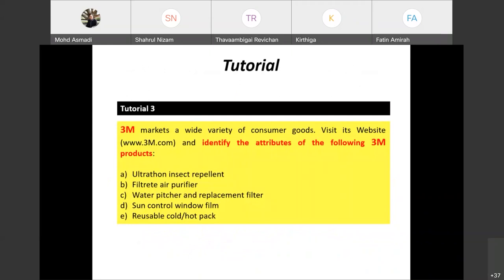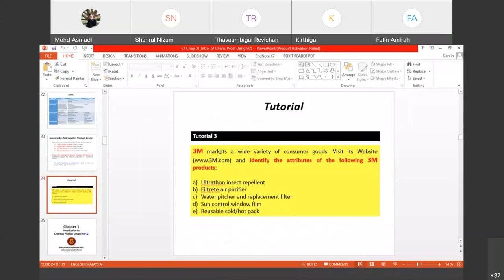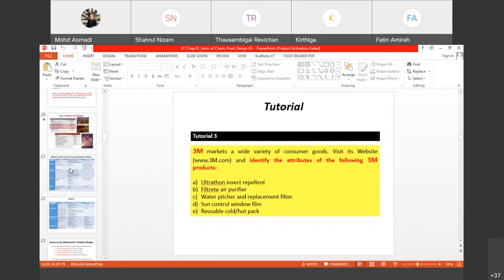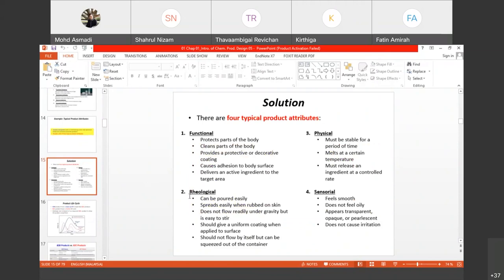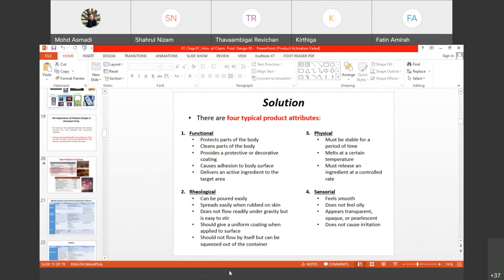So we have a tutorial here. I'll give you the Jamboard. Can you do this example? 3M markets a wide variety of consumer goods. You have to visit its website and identify the attributes of the following 3M products. The attributes should include B2C product, functional, logical, physical, sensory. So I give you the link for the Jamboard.